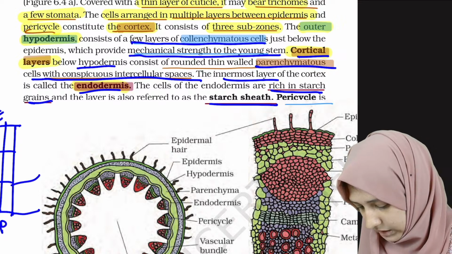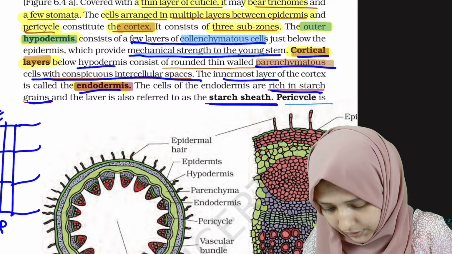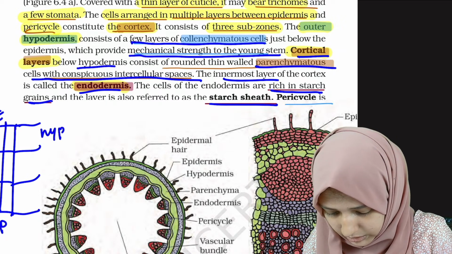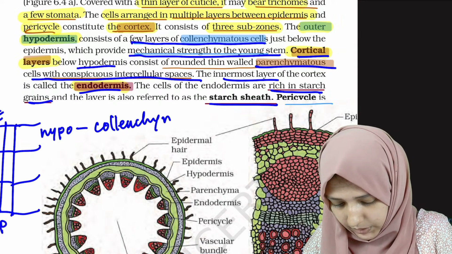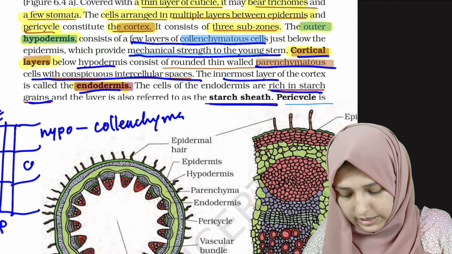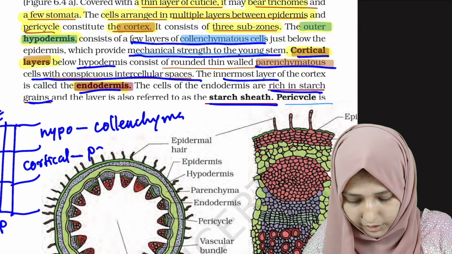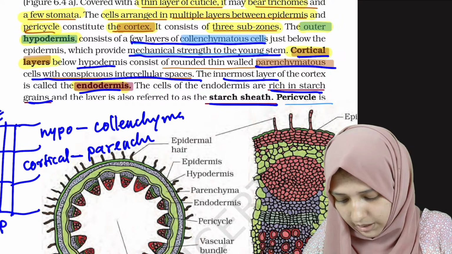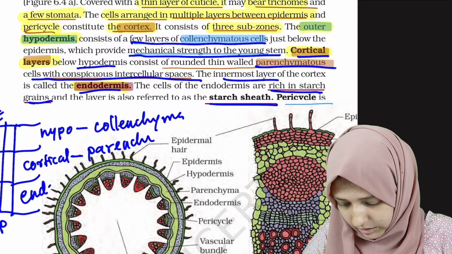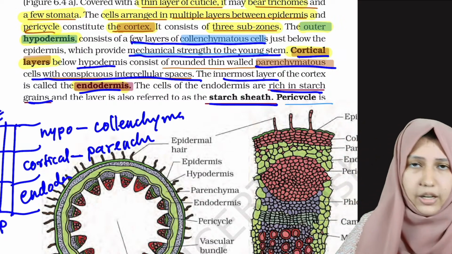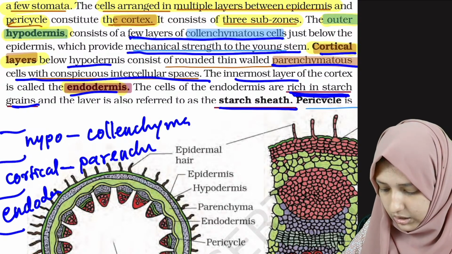This is the cortex, and the cortex is divided into three subzones. The first one is the outer hypodermis, and hypodermis is made of collenchyma. The second one is the cortical layer. It is made of parenchyma. And the third one is endodermis. Endodermis is made of parenchyma, but they also are rich in starch.